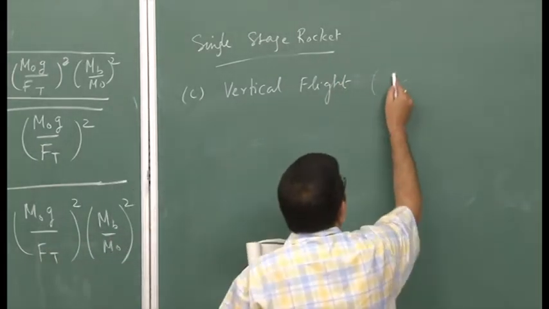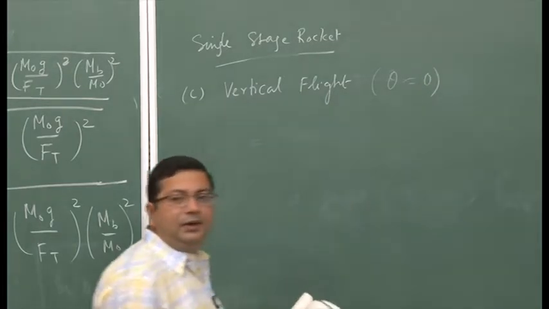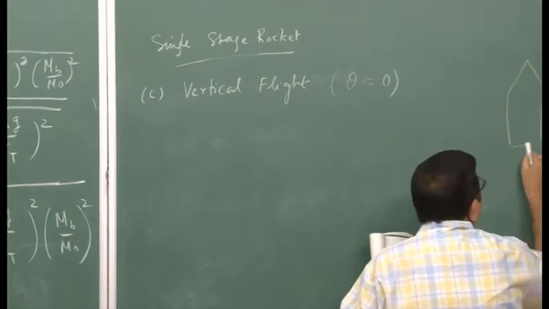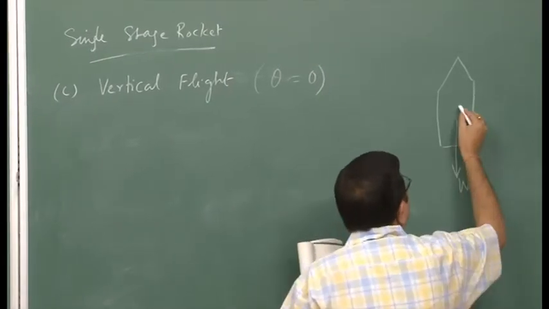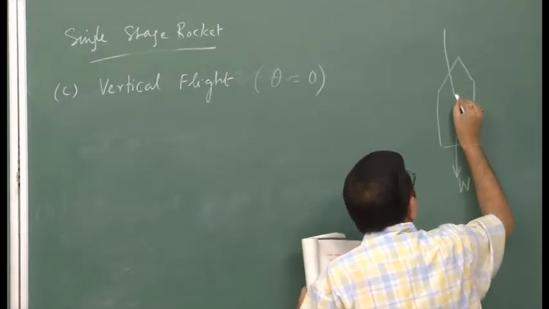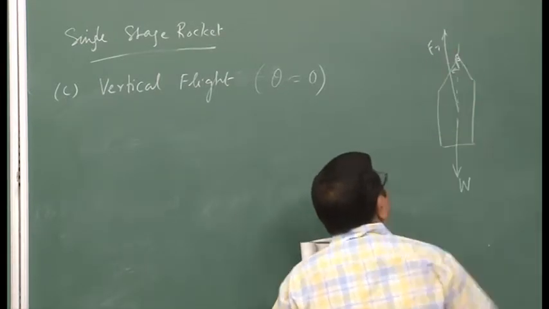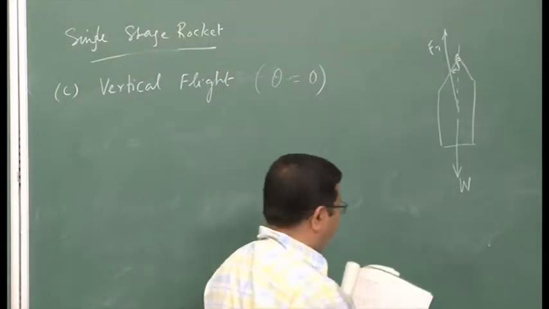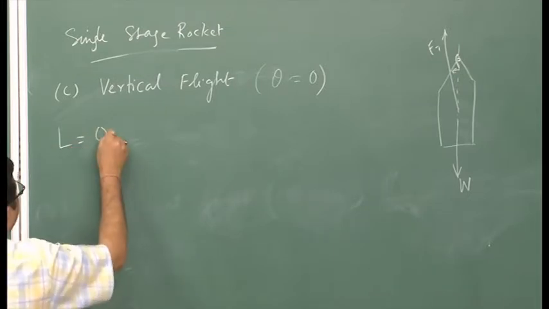So for vertical flight, we have theta equal to 0 degree, right. So, if I look at my vehicle, theta equal to 0 degree, therefore, weight is acting downward and the thrust F t is acting at a certain angle given by beta. So, the vehicle is oriented like this. Now, let us consider the same case with no lift and no drag.